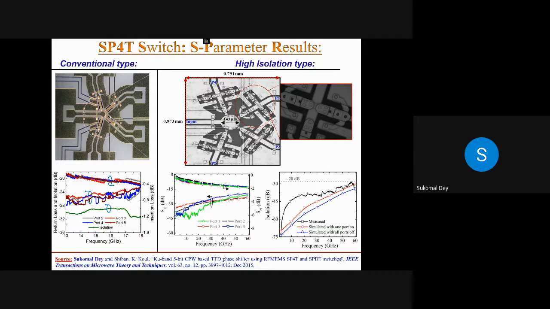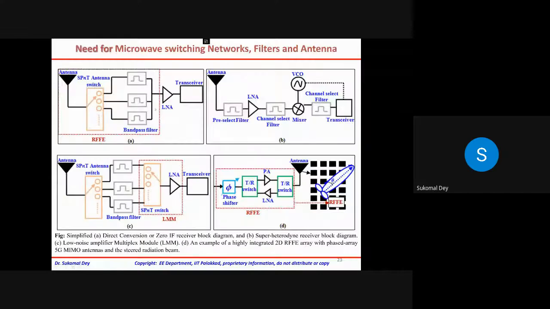So now after you develop this particular switch, I will again come back to why we need this kind of a switching matrix, like a single pole multi-throw switch. Now, I'm presenting 4 block diagrams. The first one is basically a direct conversion, or the zero IF receiver.